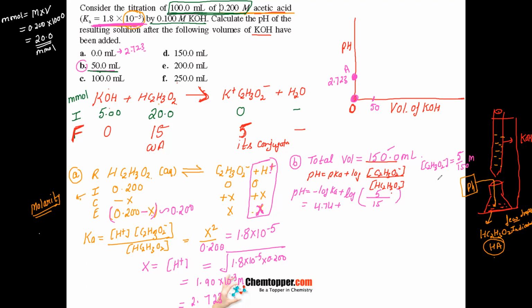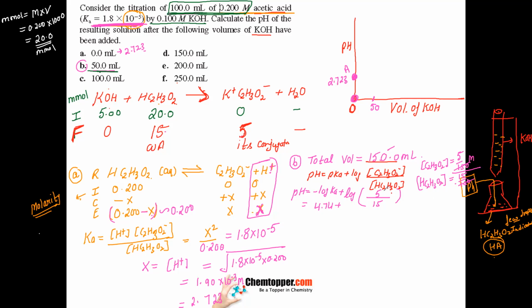What about this one? 15 divided by 150. Same volume, 150. They are together in the same solution. You have mixed them. Now the final solution is 150. So these 15 millimoles are in 150. This 5 is in 150. So if I take the ratio, don't you think 150, 150 cancelled? So that's why I said don't convert.